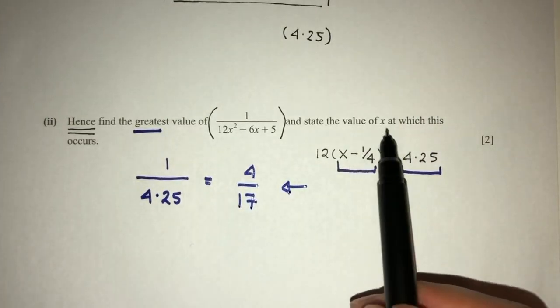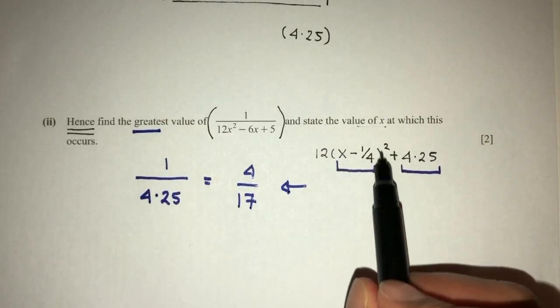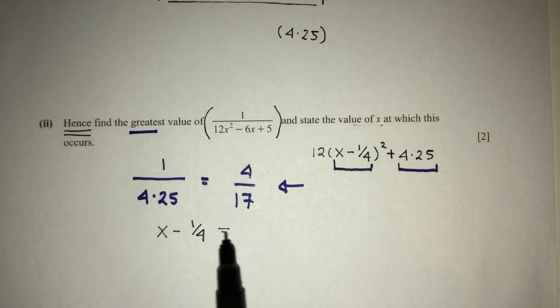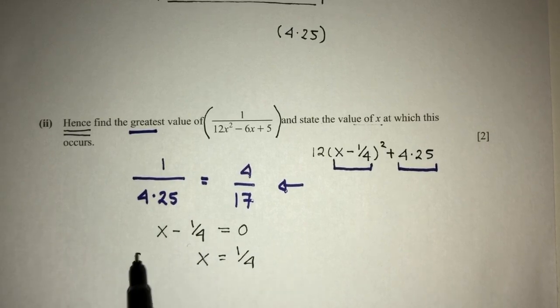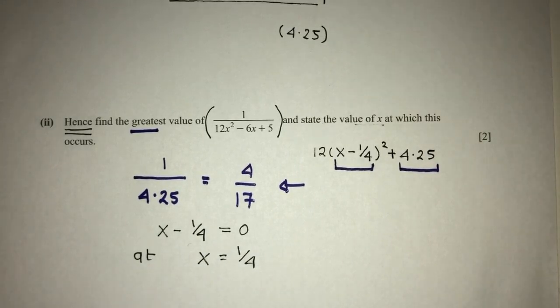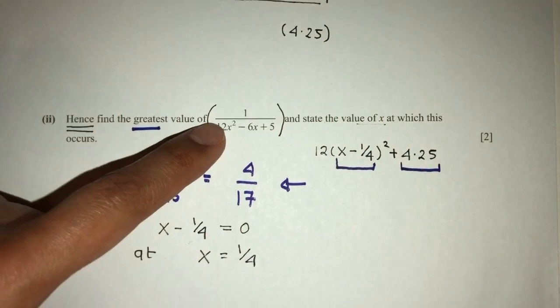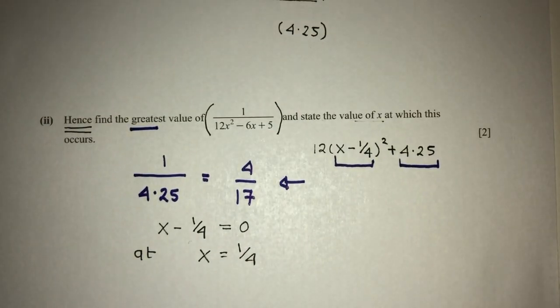Now state the value of x at which this occurs. So it occurs at, look at the value inside the bracket, it is x minus 1 over 4. We just have to equate that to 0. x will be 1 over 4. So it occurs at x equal to 1 over 4. We have this value of this expression. Okay, so that will be question number 4.